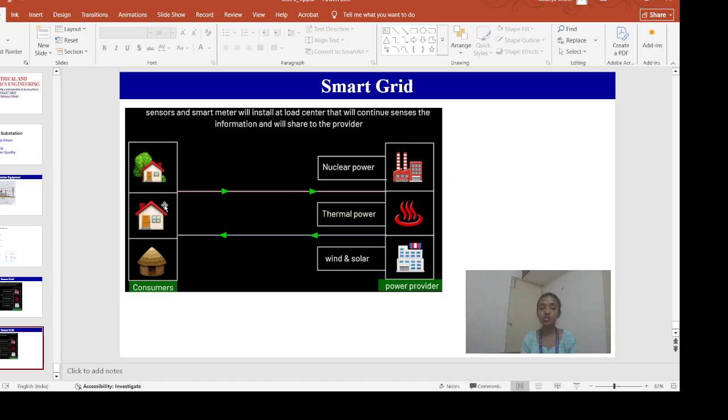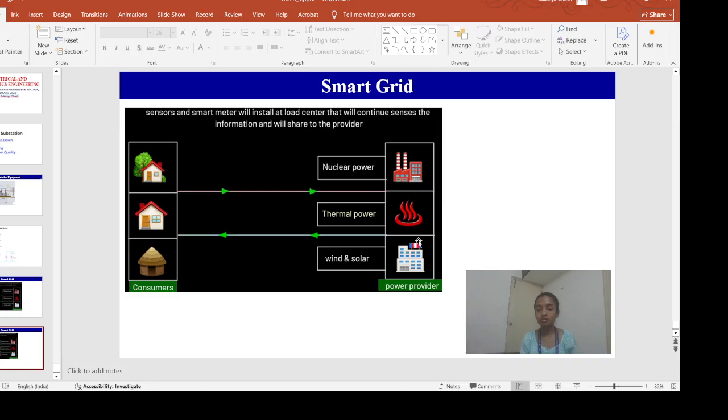Okay, so at the load side we will have the sensors and the smart meter. They will continuously sense how much the load is, and when they will need that electric supply. They will accordingly sense that and provide the information to the generating stations or the electricity provider. So here two-way communication is happening.